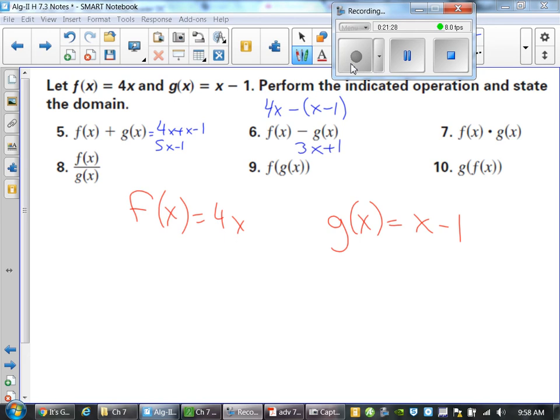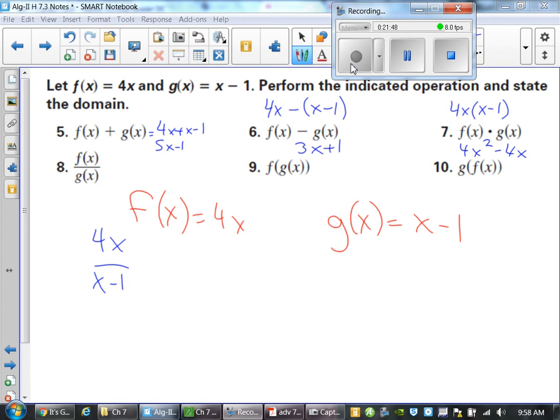Okay. Multiplication, distributive property. Exponents don't work all that badly here. So you have 4x squared minus 4x. Okay. Division, 4x over x minus 1. Anything you can do with that? No. Nope. Go to the next one.